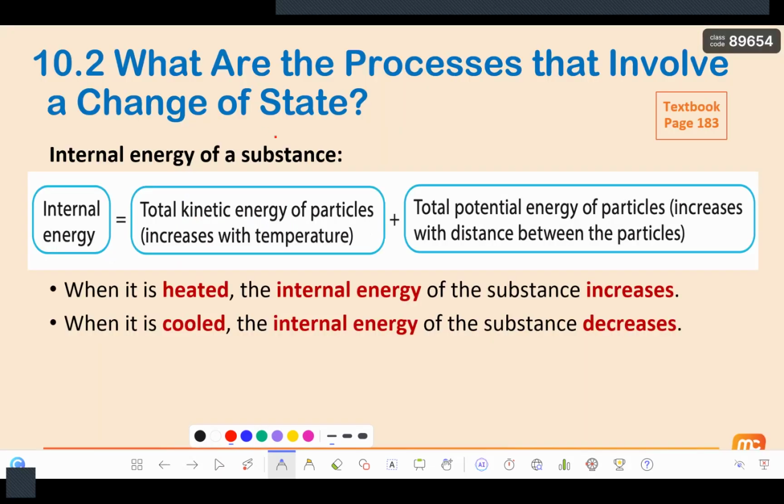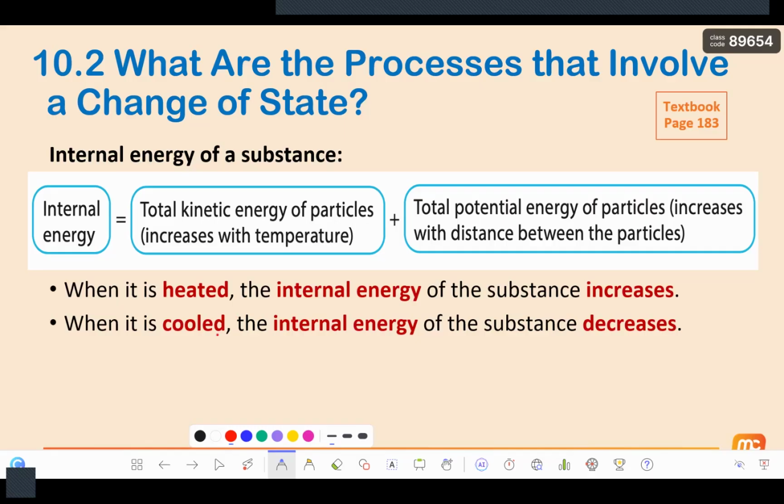Okay, so summary, the internal energy of any substance is made out of kinetic energy of the particles, which is related to temperature, as well as potential energy of the particles, which is related to the forces of attraction or the distance. Okay, when heated, the internal energy will increase. It will go into either the kinetic store or the potential store. If the temperature increases, it's going into the kinetic store. If the temperature doesn't increase, it means it's changing state, it goes into the potential store to overcome the forces of attraction.